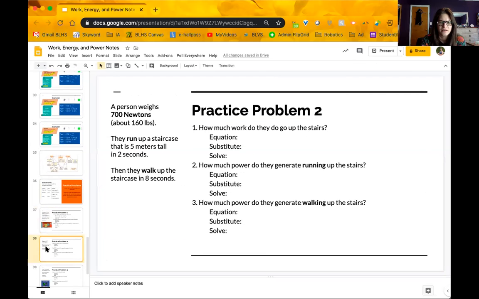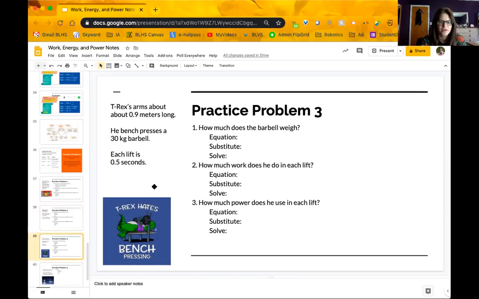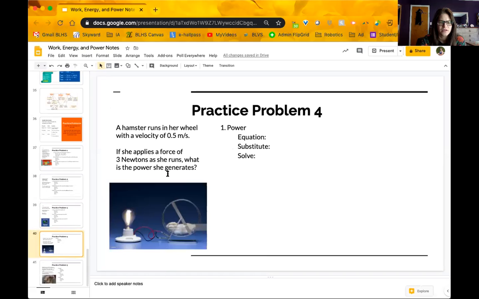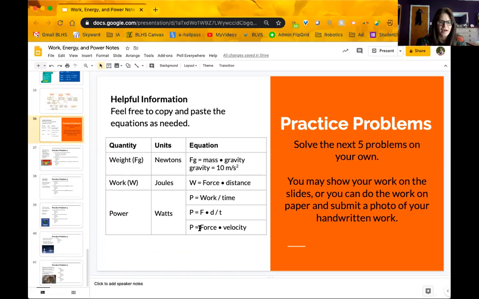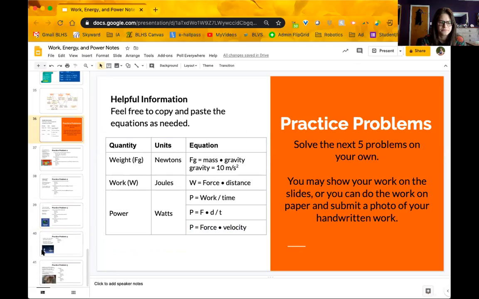And then in this question, you're looking at running up the stairs. So you're calculating work and power. In this one, you will be calculating weight again, and then work and power, just like in the first problem. In this one, you are going to be calculating power, but in this one I gave you a velocity and force. So that one you have to use the power is equal to force times velocity equation.